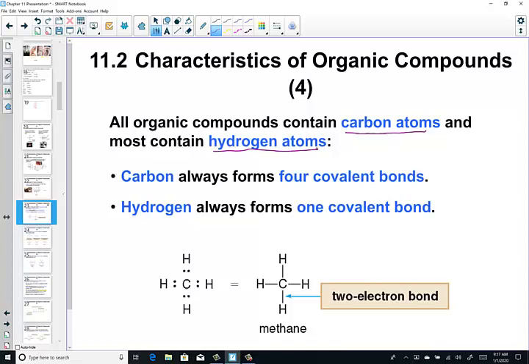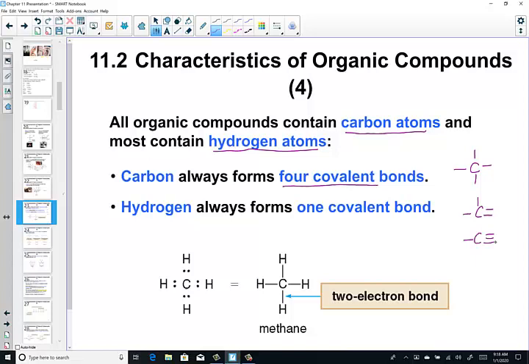Notice something: carbon always has 4 covalent bonds. Carbon will be attached either by 4 single bonds, or it could have 2 single bonds leading to a double bond, or it could have 1 single bond leading off to a triple bond. But notice that no matter what arrangement, they always have 4 bonds to complete its octet.